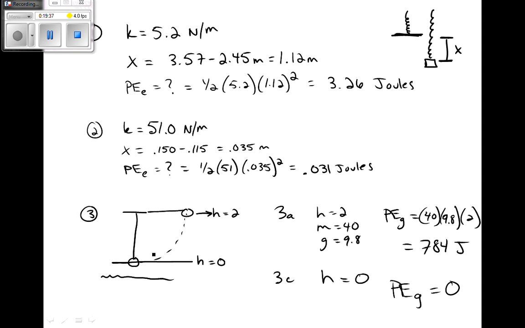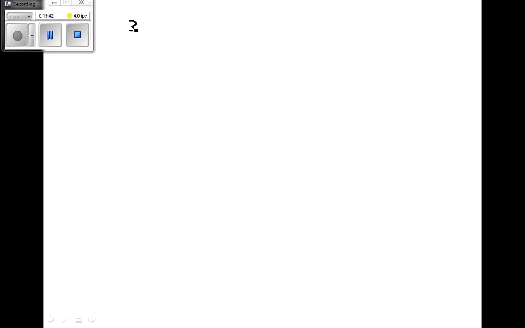Now I want to look at 3B together. It says that the rope is making a 30-degree angle with the vertical. So there's the vertical, there's the swing. It's going to make some kind of movement down that way. There's 30 degrees.